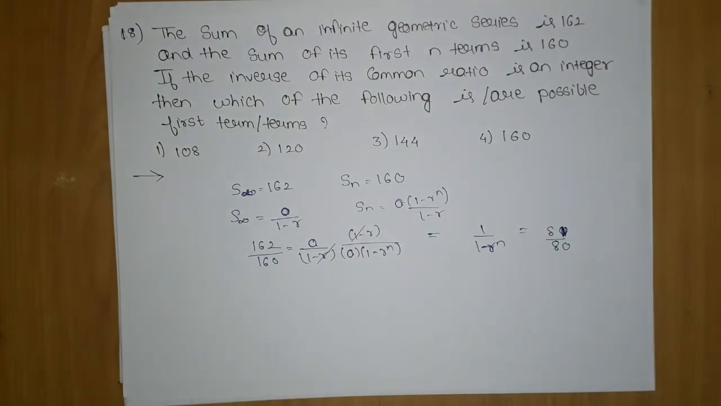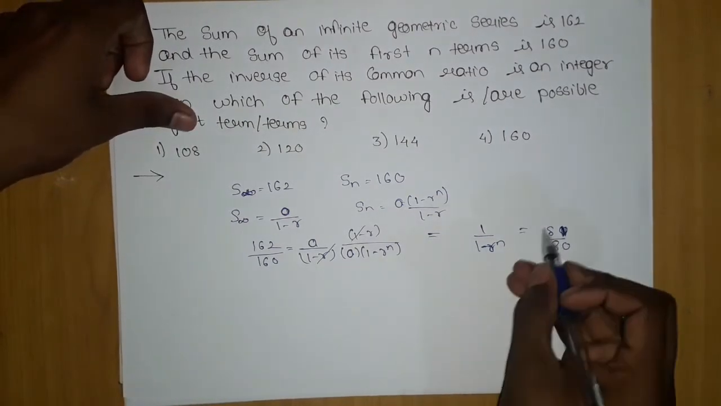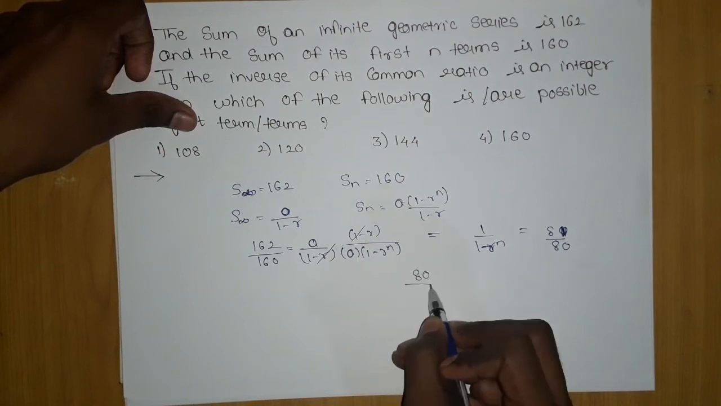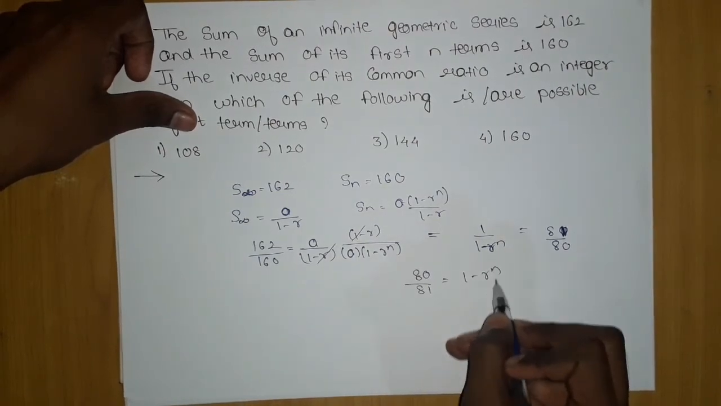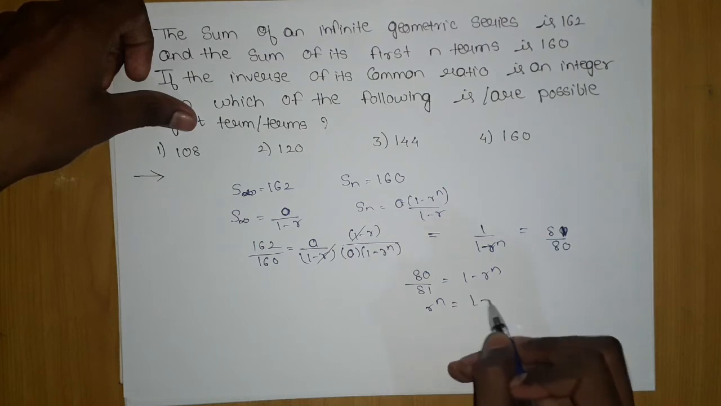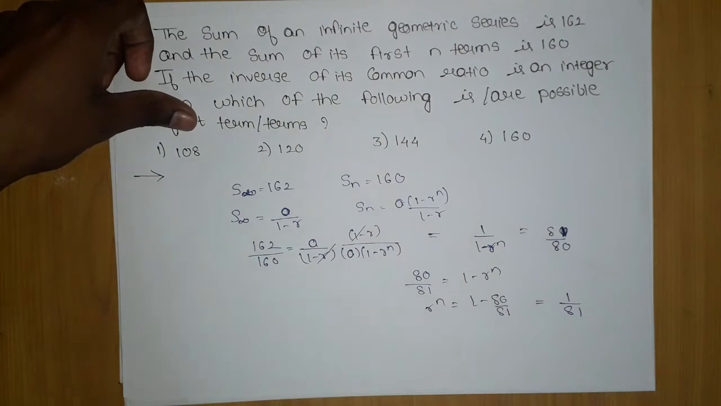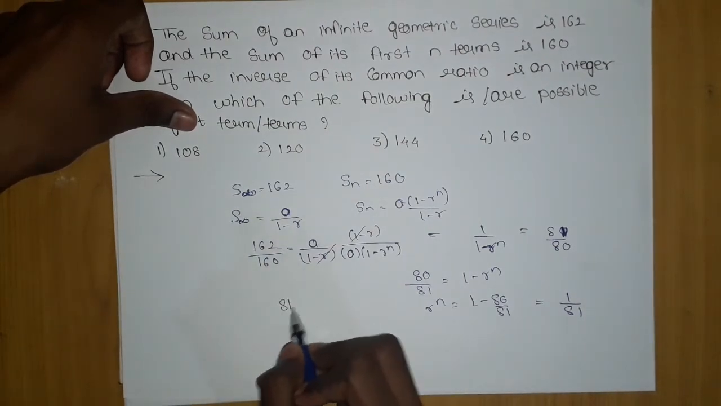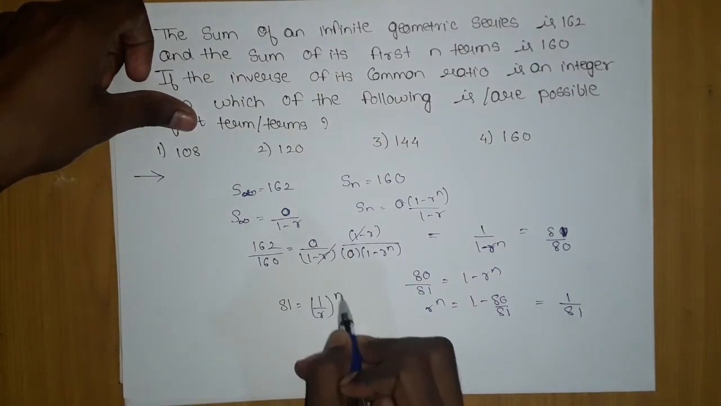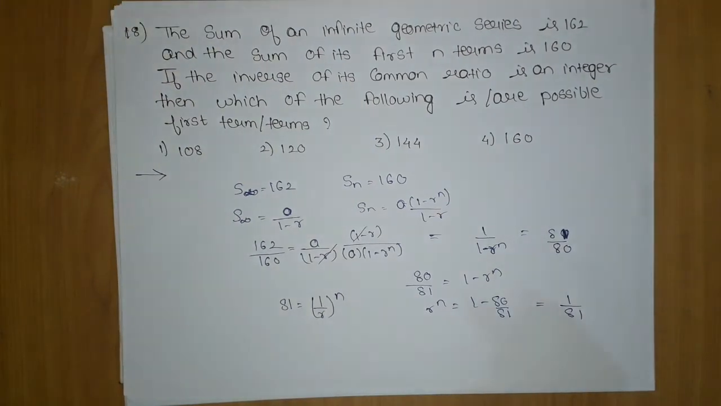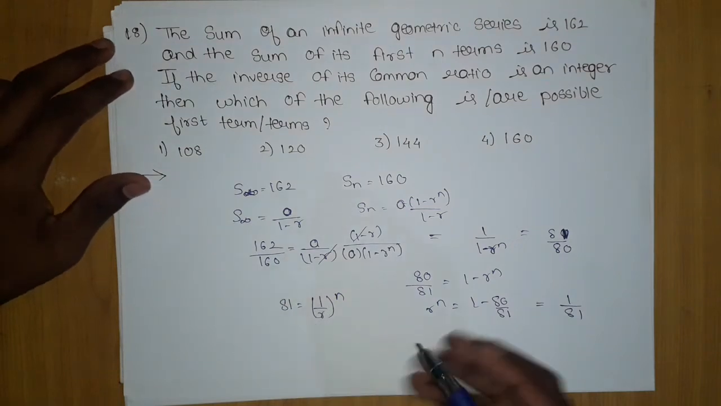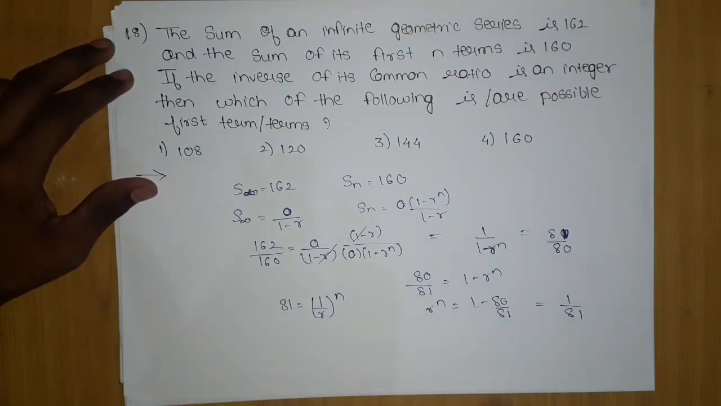Okay, 81 upon 80. So what we can do after this? We will move it to that side, so 80 upon 81 will be 1 minus r power n. We will move r power n here, and divide by 80 upon 81, which will give me 1 upon 81. So now bring 81 here: 1 by r power n, the whole square. Now for 1 by r to be an integer, if here it was r, then you could say r is an integer, but here 1 by r should be an integer. So what can be the possible values of r?